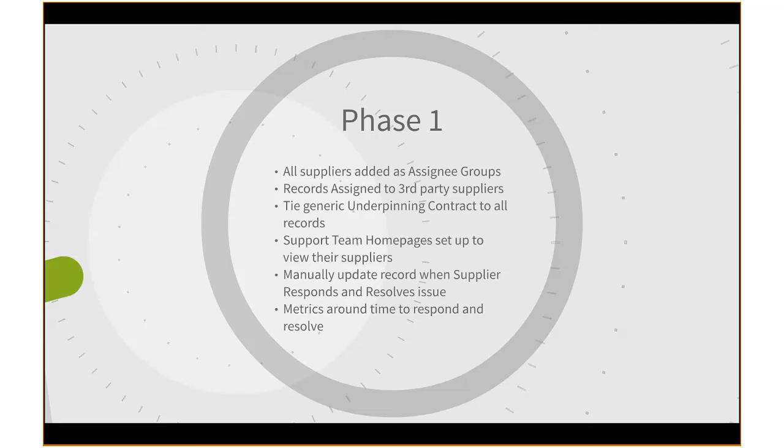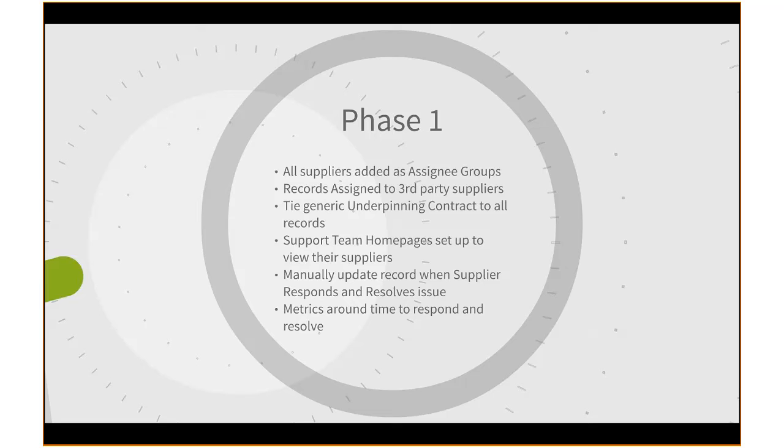This will give us a feel of how long certain suppliers will take to respond and deal with given records when they're passed on to them. As part of phase one, we're going to look to set up every first and second line support team with home pages so that they can monitor the progress of any records that go to the third party supplier, so they can keep track of those records and don't lose sight of them.